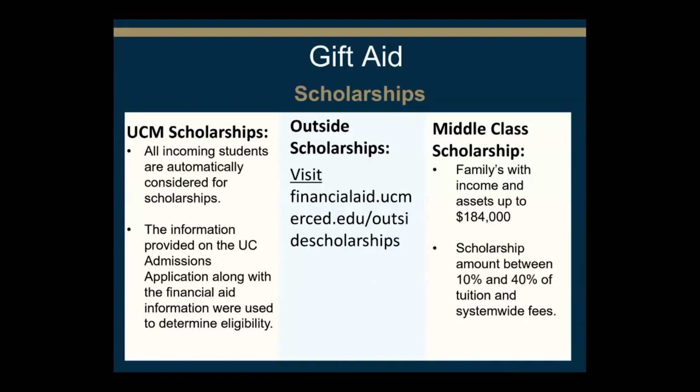We consider all students based off of the UC admissions application. Then we have outside scholarships. You could visit our financial aid website to view any outside scholarships that we may have. The web link is listed there. Then there is the Middle Class Scholarship. This scholarship is for families with income and assets that are up to $184,000 for the year, and the scholarship amount is between 10% and 40% of tuition and system-wide fees.